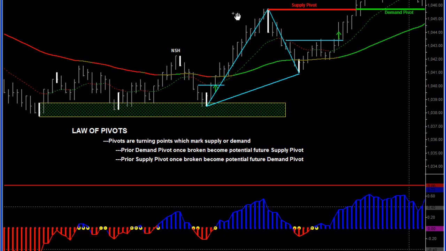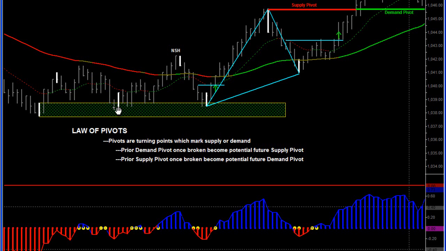So let's just go right into it. You'll see here this green box represents the demand pivot zone, i.e. support, at the 1038, 1039 zone. And as you can see, as price was coming down here, the price had been in a downtrend and then started finding support or basing around the 1038, 1039s.